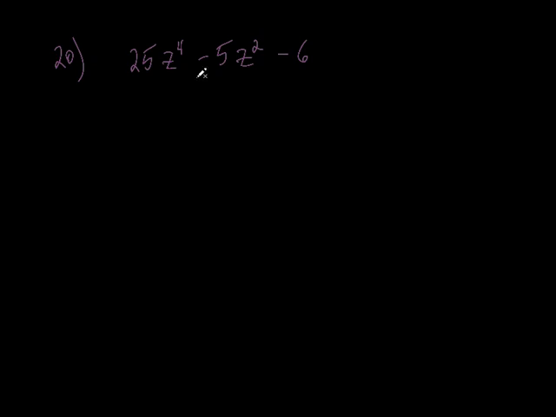So what we're going to do is we're going to rewrite this, but we're not going to have z to the fourth and z squared. We're going to have x squared, and we're going to have x. So this is just going to be 25. Now remember, if x is z squared, if I square the x, what does that give me? Z to the fourth. You see that? So it works real nice.